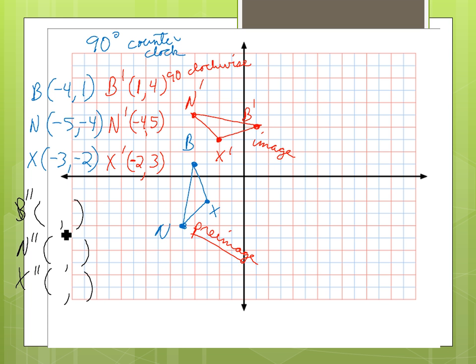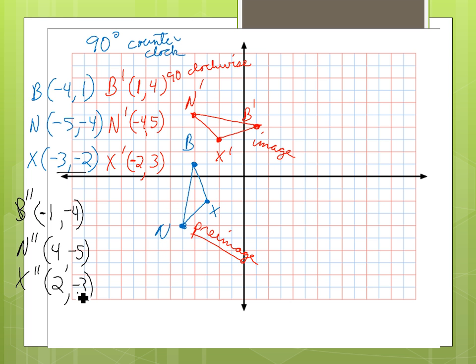And it said you switch them and you take the opposite of the first one, the new first one. So we switch them. This one's going to be -1, -4. N double prime, going back to the original one, is going to be +4, -5. And then X double prime is you switch them around, make the first one the opposite. So 2, -3. Let's graph that and see.